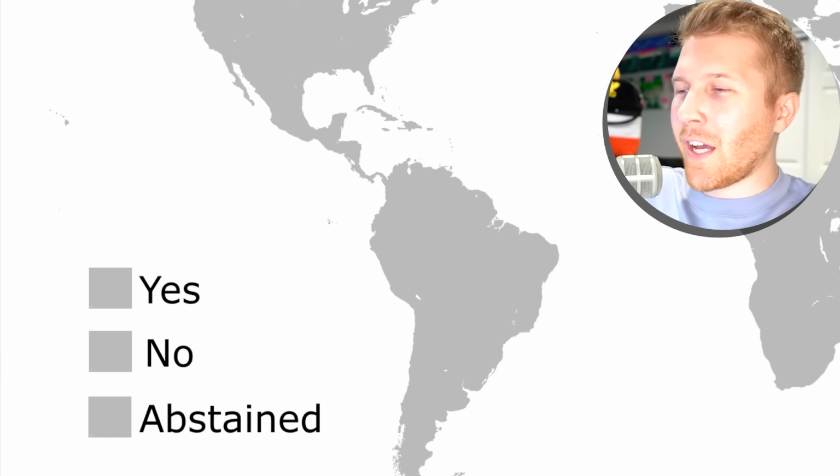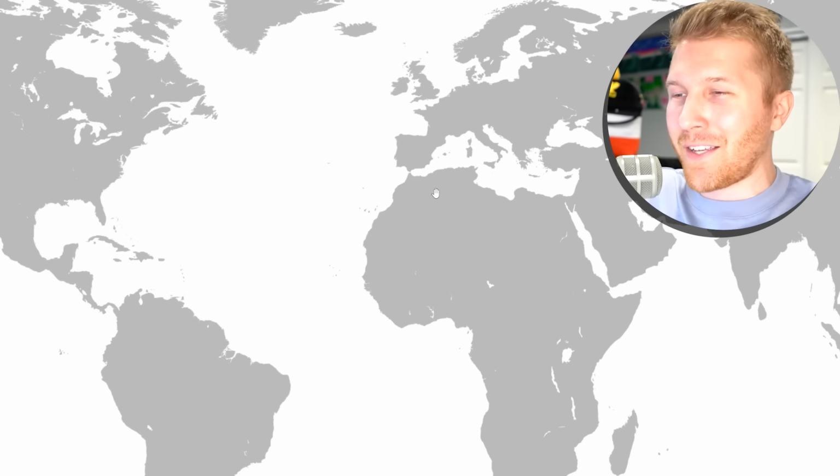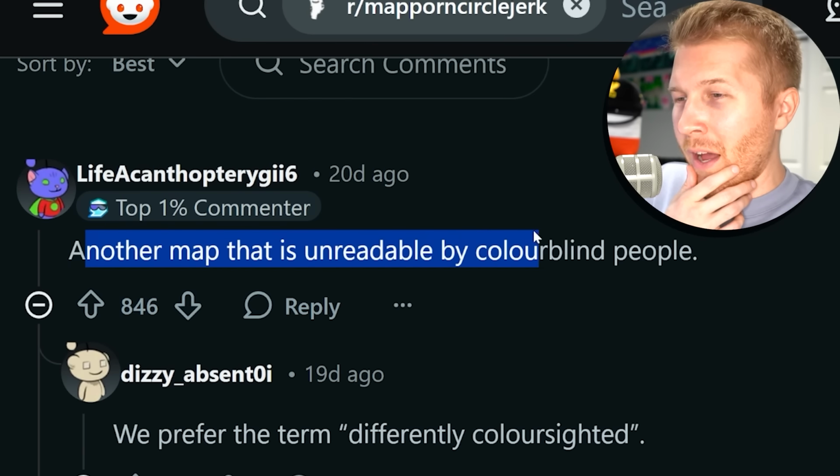I think it's safe to say the only countries that might have voted no to ban all colors could be the US and Israel, because clearly it passed. I think everyone must have voted yes. We all know UN votes only go that way. Another map that is unreadable by colorblind people.